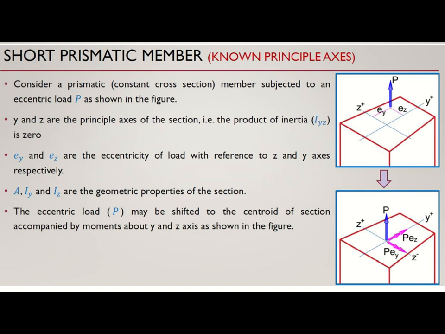Okay, a short prismatic member is just like a body. You can read this theory as a body. We know that at the corner of the body the force P will be applied, and ey and ez are the distances from its central axis, which is the eccentricity. Here we are discussing in detail, and with the help of an example you can clearly understand.